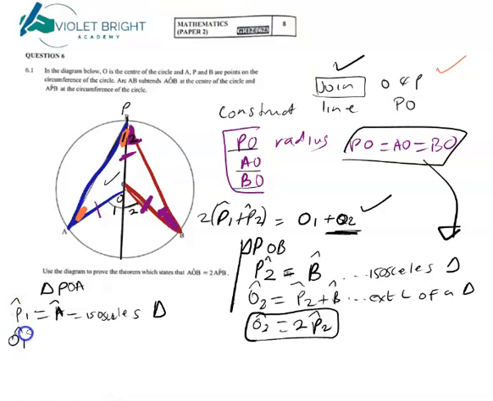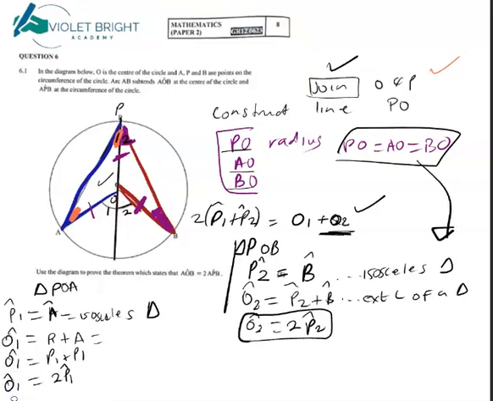So O1 equals P1 plus A, because it's an exterior angle. So we can just do P1 plus P1, which is twice P1, which is O1.